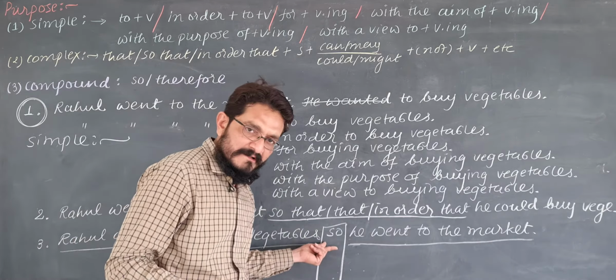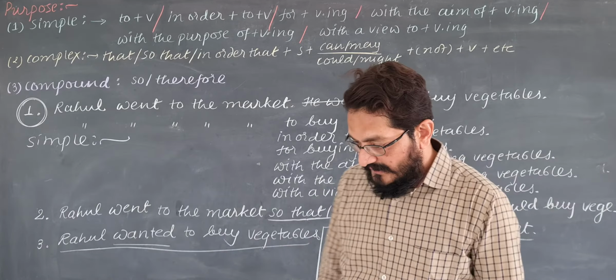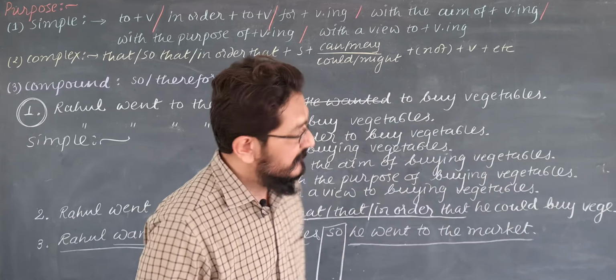Rahul wanted to buy vegetables, so he went to the market. Now there are another 5 sentences and it is for exercise, and I know you love exercise. Take a screenshot.